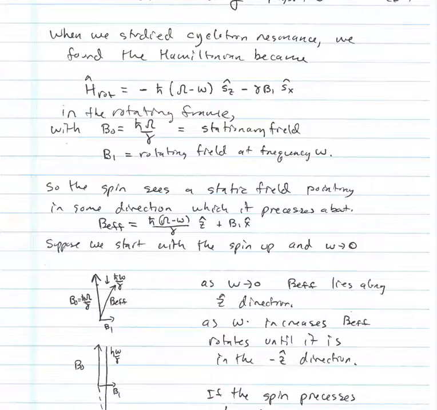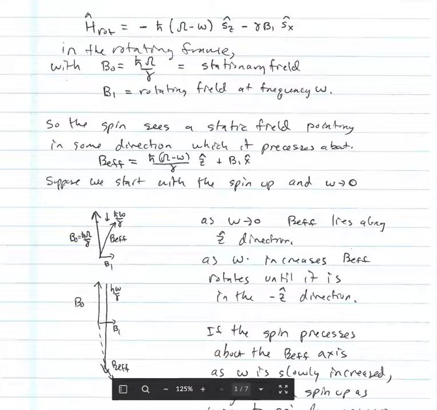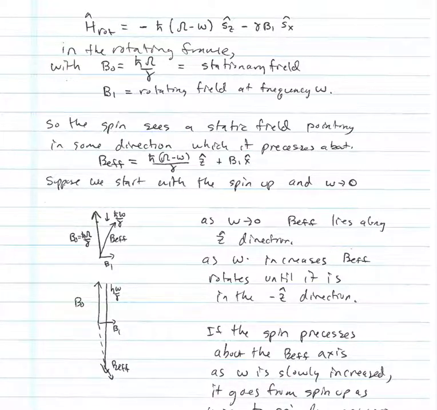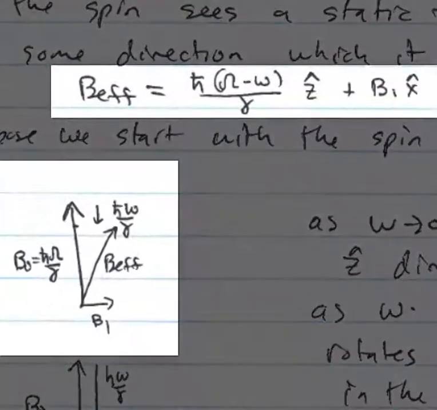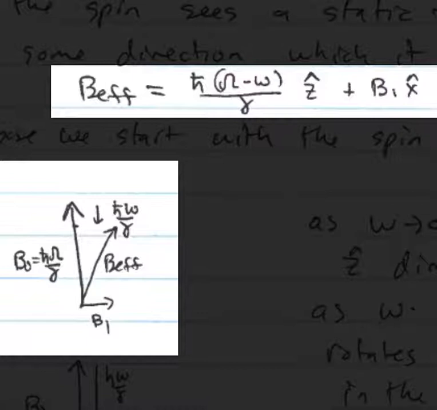The way that we interpreted this was that a spin was seeing a static field that was pointing in some direction, and it would precess around that static field. And that static field we would call B effective. It's h bar (big omega minus little omega) over gamma times the unit vector in the z direction plus B1 times the unit vector in the x direction. Note that z hat and x hat here are unit vectors, not operators.